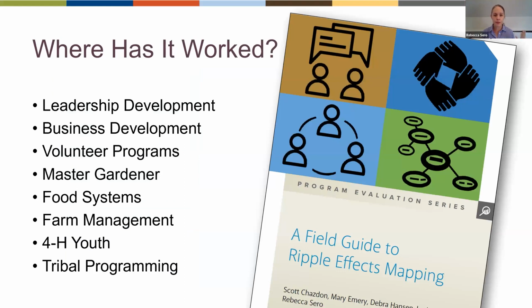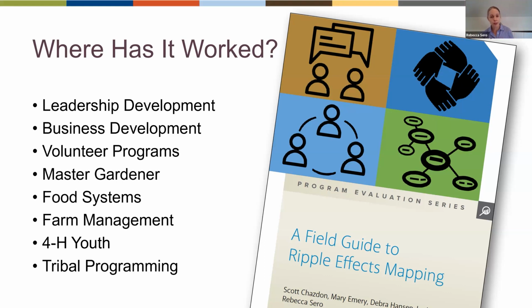So, just a brief synopsis of places that it's worked. On the side of your screen, you can see something called a Field Guide to Ripple Effects Mapping. That's a book that was edited by Scott Chazdon from the University of Minnesota, Mary Emery, who was at South Dakota State University, Debra at Washington State, Lori Higgins at Idaho, and myself. We put together a step-by-step process of what makes ripple effects mapping work and examples of how it's worked around both the United States and internationally.